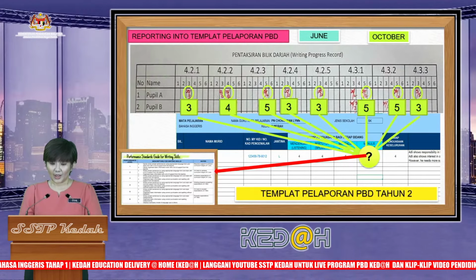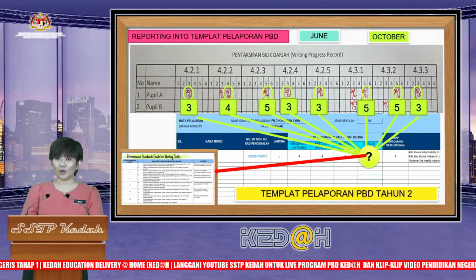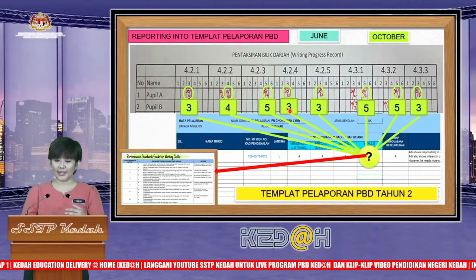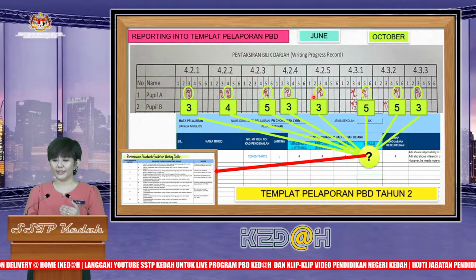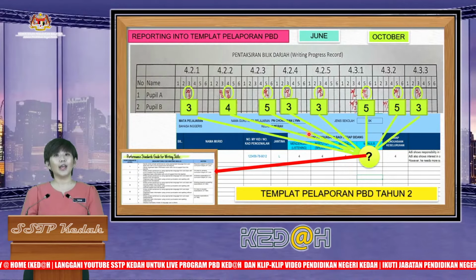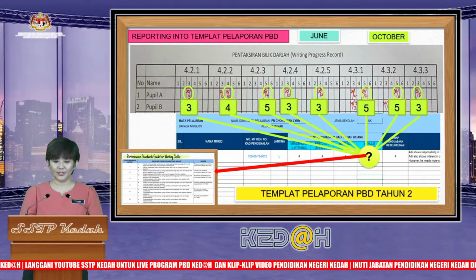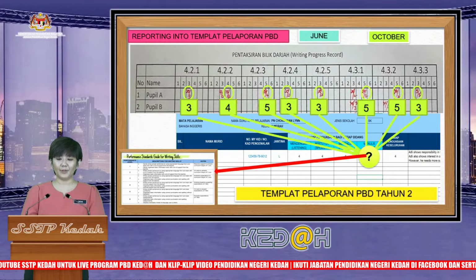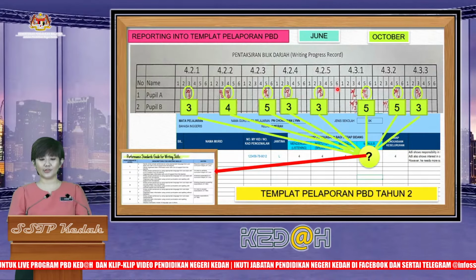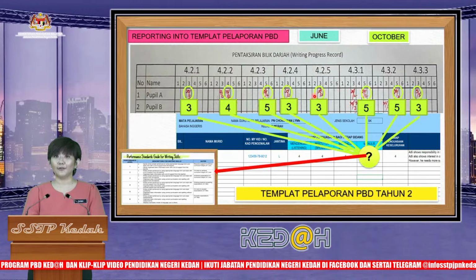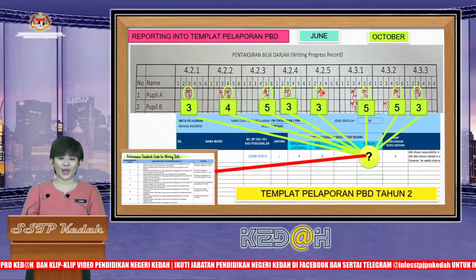So the progress record or the evidences that we have collected throughout the semester help us to determine and justify the overall performance level for that particular skill. So let's look at the sample I've provided here. Let us assume that this progress record is for the first half of the year, and in June we have to fill in this template laporan.